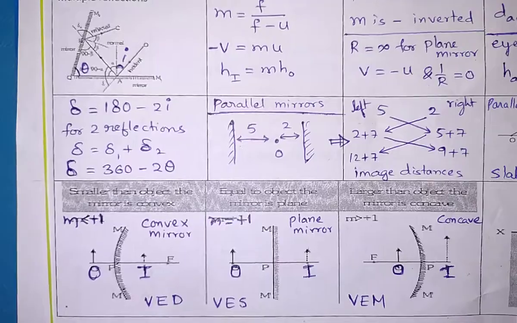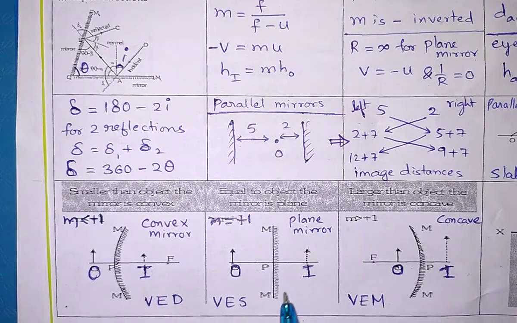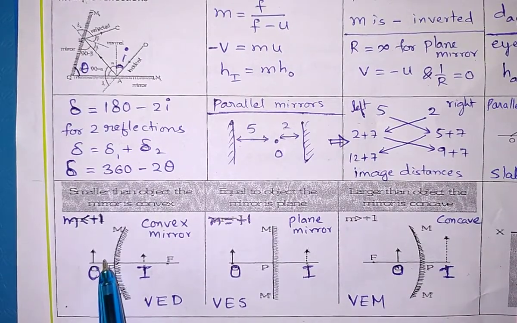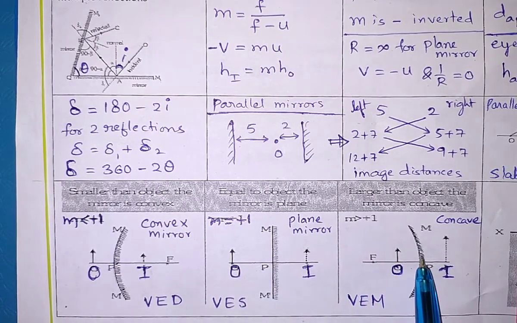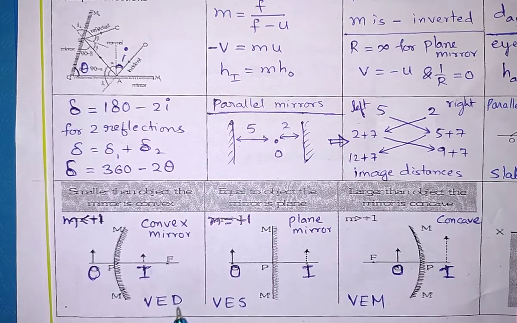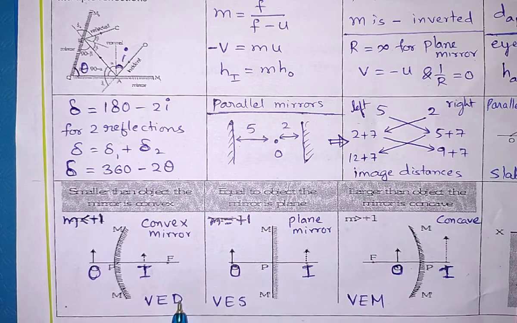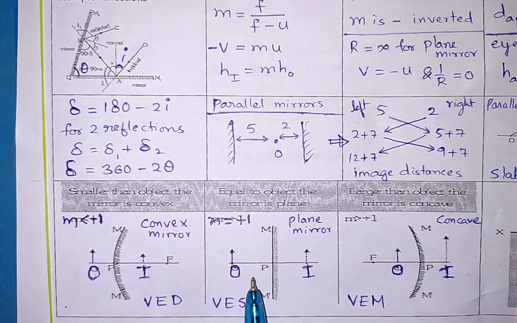Now these three important diagrams we need to consider. If object is kept very near to the convex mirror, what will happen? VED: virtual, erect and diminished. This is what we see on the rear view mirror of our cars, where the image will be erect, virtual because it cannot be caught on the screen, and it will be at the backside of the mirror, and it will be diminished.